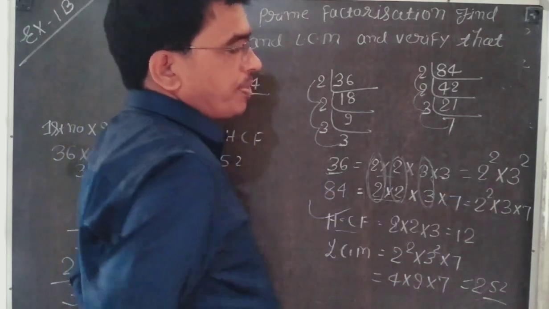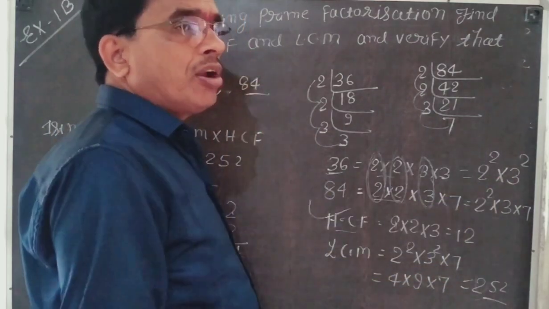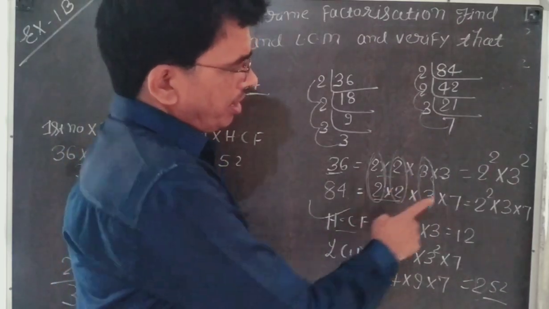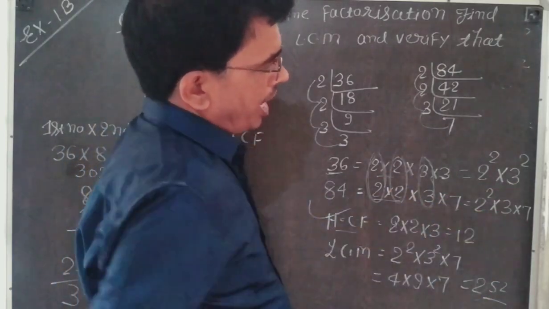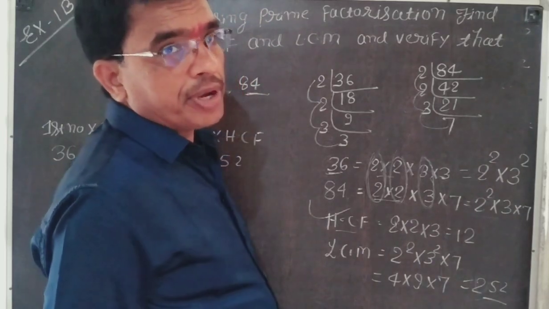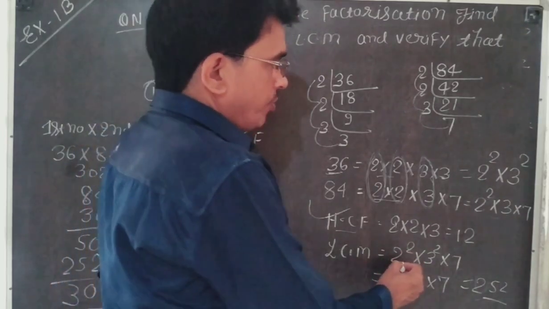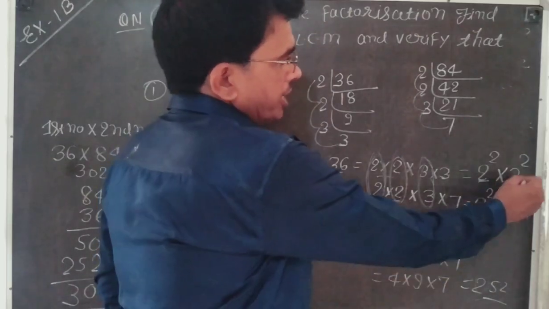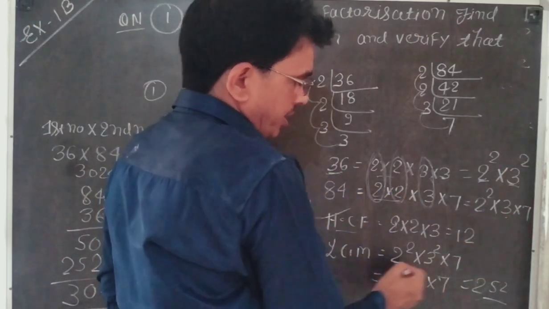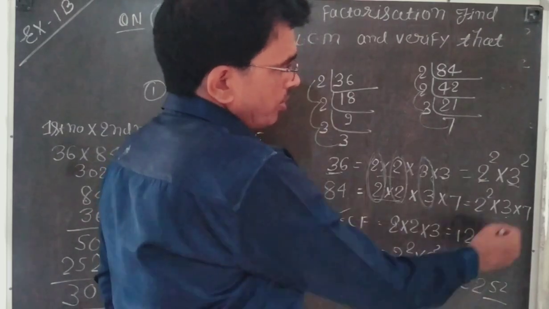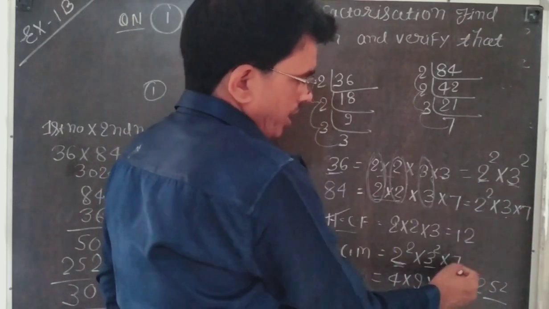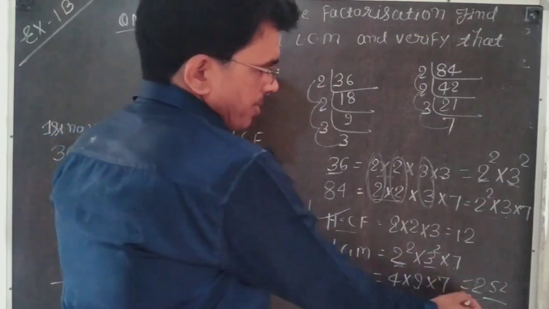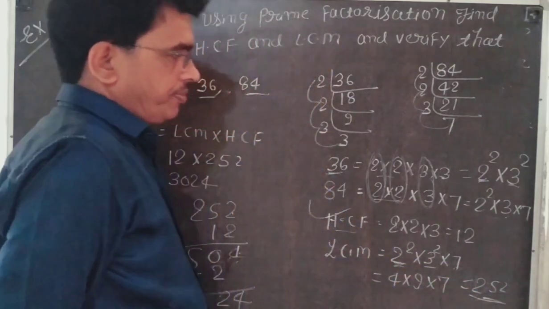LCM from the exponents. All numbers are written as primes, and you write the highest exponent of each prime number. Suppose I write 2 square, it is the highest, so I write 2 square. For 3, 3 square is the highest, so don't write 3. One is 2 square, the other is 3 square, and 7 is single, so I write 7. So 2 into 2 is 4, 3 into 3 is 9, and 7. You multiply, you get 252.